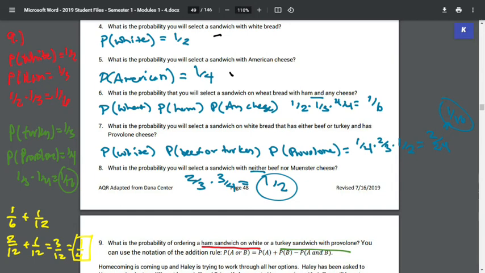Number 6 asks with wheat, ham, and any cheese. So with wheat would be 1/2, with ham would be 1/3, and then any cheese, so 4 over 4. So you're going to multiply those across because of the word "and" right there. So you're going to get 1/6 when you reduce that fraction.